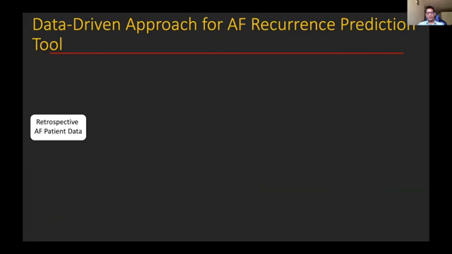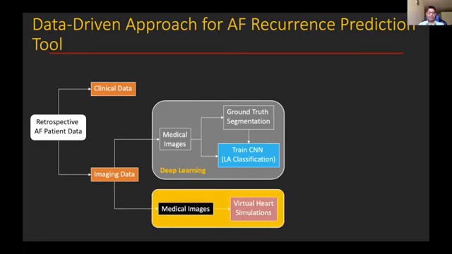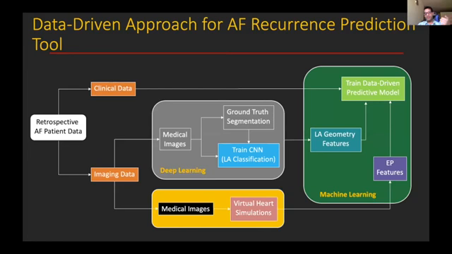The approach we are taking here is to use the already available data of retrospective AF patients and then try to develop these tools. So we have two kinds of data available, the clinical data and the imaging data. With the imaging data, we propose to use deep learning to get accurate and efficient left atrium segmentation. Then using the same imaging data, we are also going to do the virtual heart simulations to get more mechanistic information out of the left atrium. And then we plan to use the clinical data, the left atrium measurement data, and the virtual heart simulation data, and put them in a machine learning classifier algorithm, and then train a predictive model. Because we already have the outcome of these patients, it becomes more straightforward to train these classifiers.